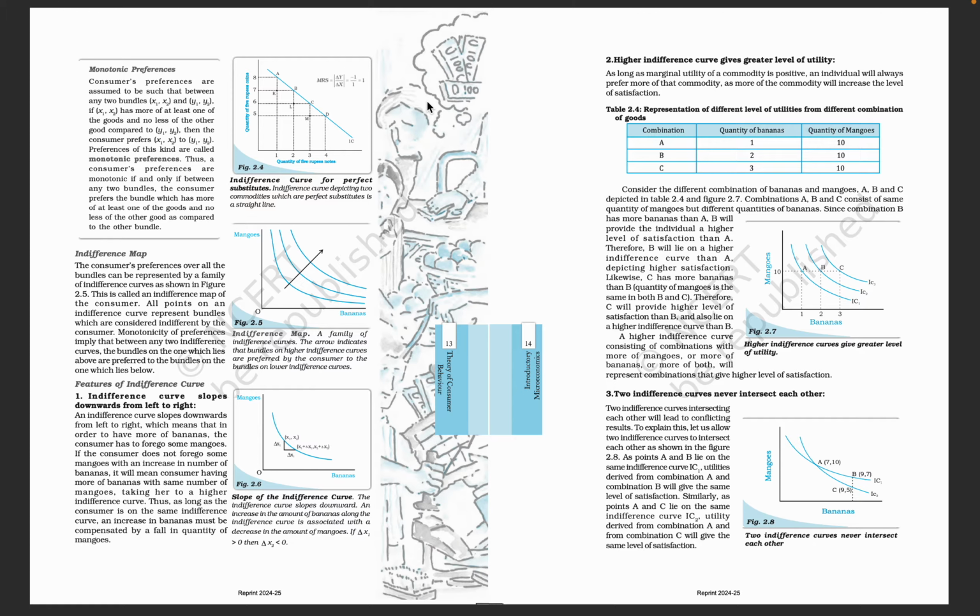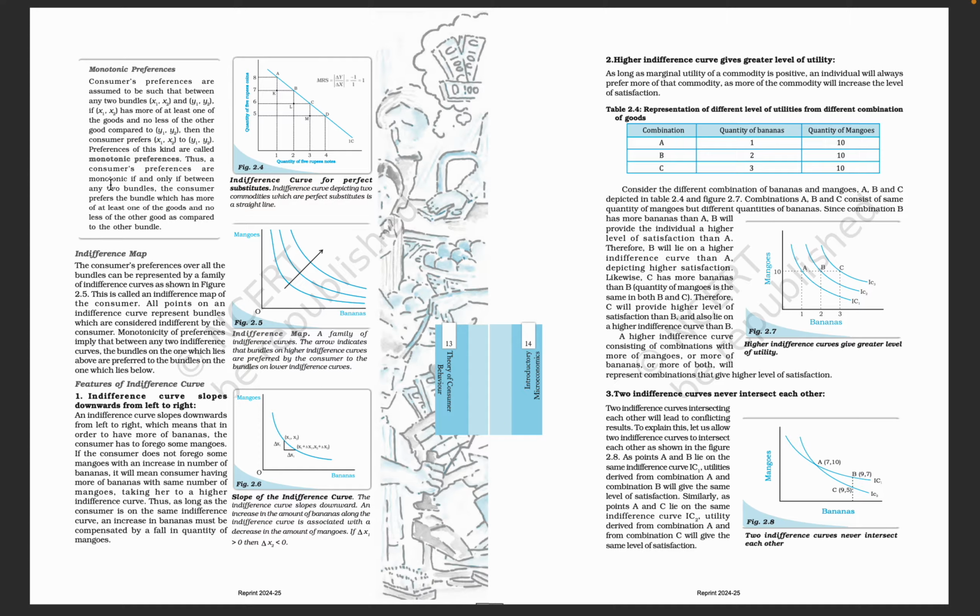Number 2. Higher indifference curve gives greater level of utility. As long as marginal utility of a commodity is positive, an individual will always prefer more of that commodity, as more of the commodity will increase the level of satisfaction.